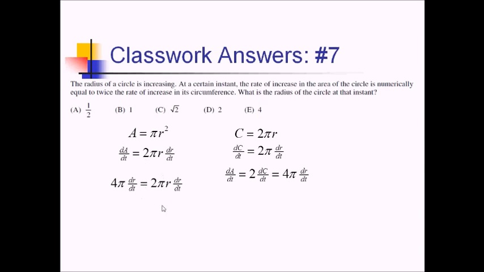Now, another key on this one, to eliminate the other remaining variable in here, is that dr over dt has to be a positive number. How do we know that? Because they told us at the very beginning, the radius of a circle is increasing. That means it's positive, which means that it's not 0. So that means we are allowed to divide by it. Let's go ahead and do that. So we can write now just 4 pi equals 2 pi r. And then dividing by 2 pi, we get radius equals 2. And that gives us answer choice D.